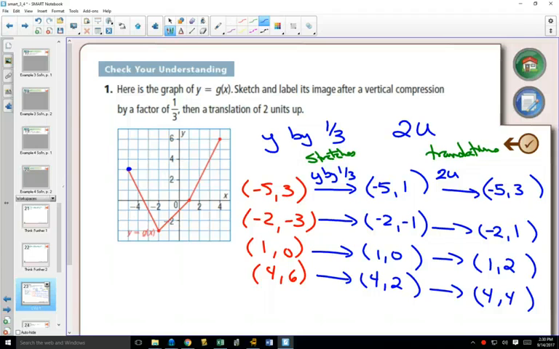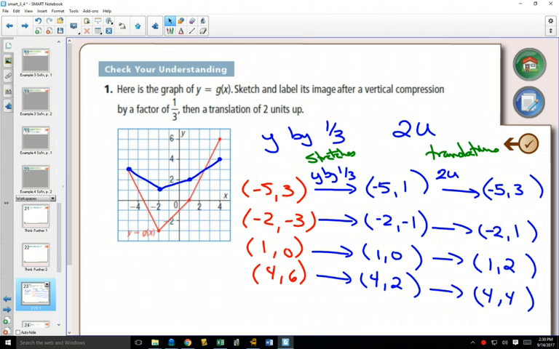So that point is there, -2, 1. 1, 2, and 4, 4. If we look at our final graph, does it look like it's been compressed by 1/3? It does look more squished than the original one. And then it has been moved 2 up.